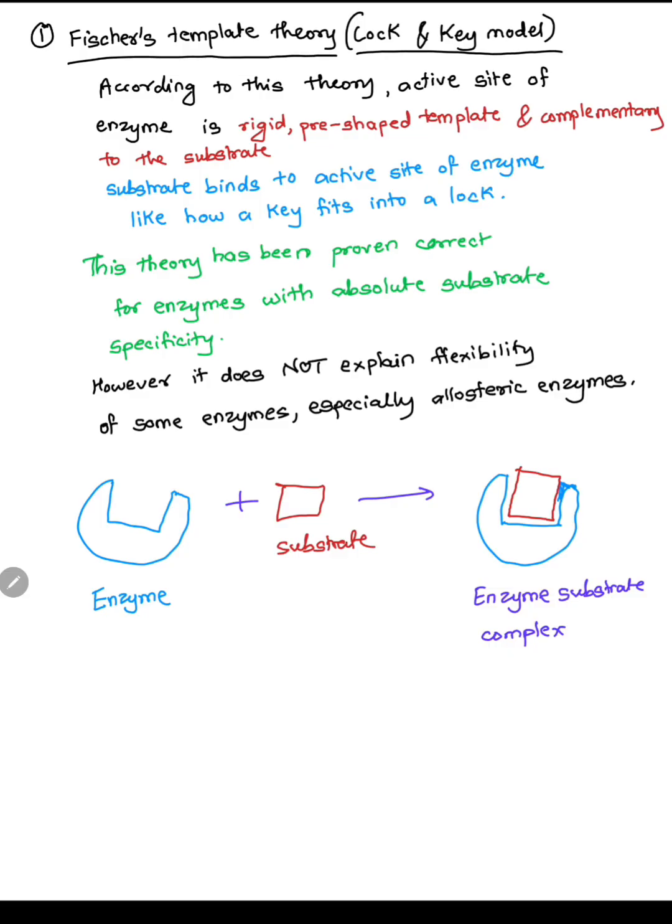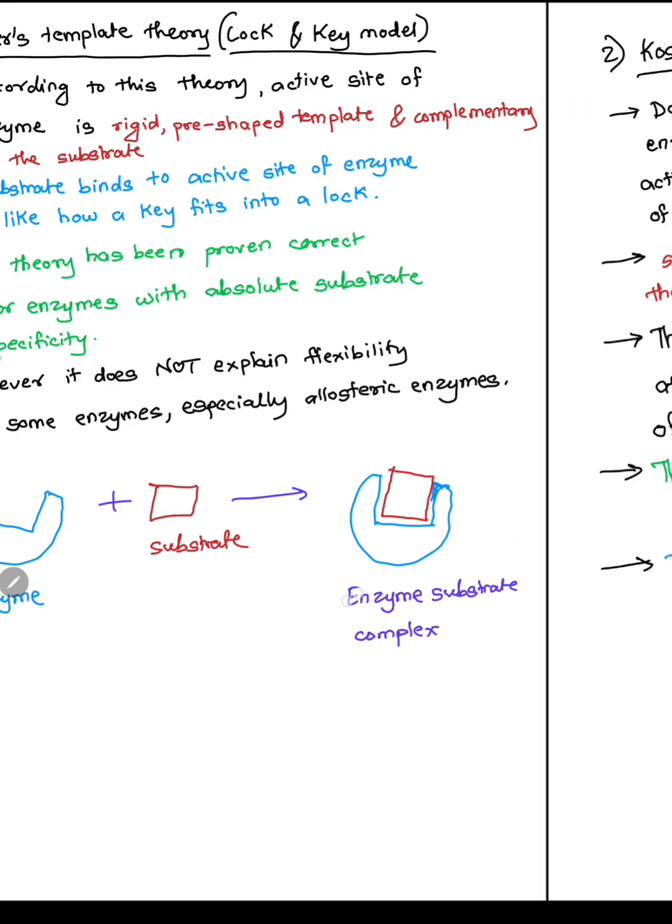Lock and key model says that the enzyme's active site is a rigid pre-shaped template complementary to substrate. Substrate binds to active site of enzyme, like how a key fits into a lock. And this theory has been proven correct for enzymes with absolute substrate specificity, like glucokinase. But it does not explain flexibility of some enzymes, especially allosteric enzymes. We'll see what that is when we discuss regulation of enzyme activity and enzyme inhibition, we'll understand what are allosteric enzymes.